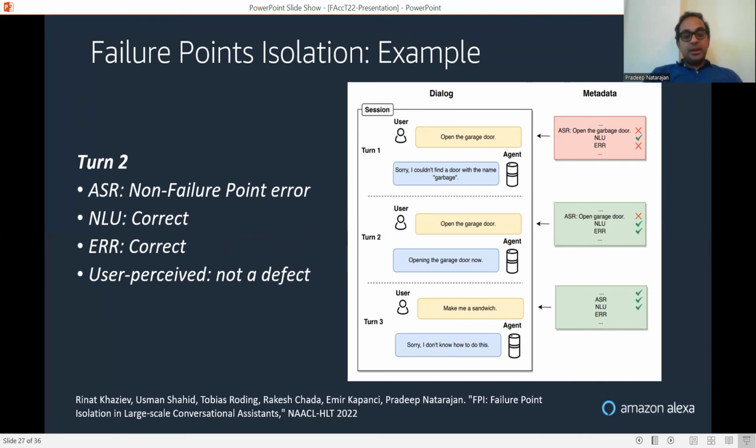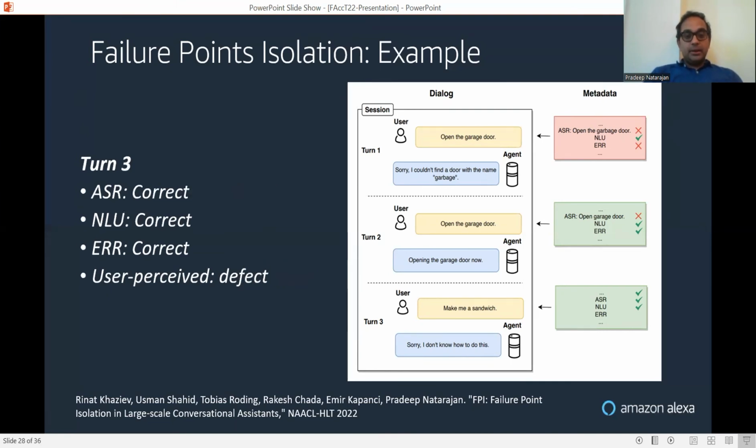Now consider the second example, where the user says open the garage door and ASR transcribes it as open garage door, right? The word the was dropped. So the ASR transcription is incorrect, but it's not a failure point because the subsequent system is able to handle it correctly. And the user does not perceive a defect.